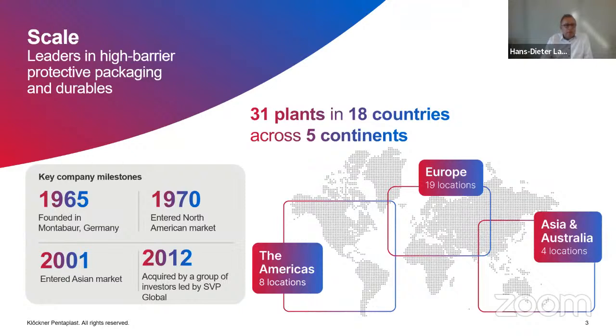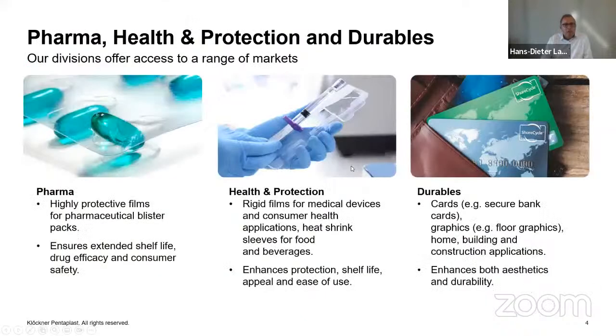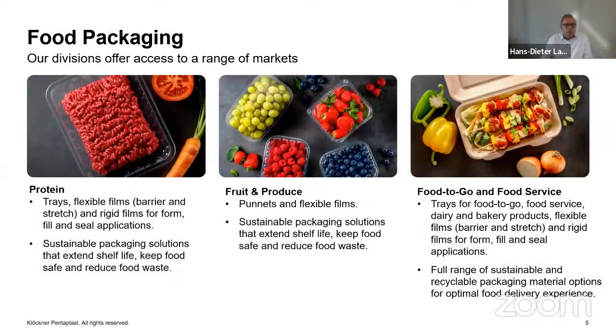The company was started in 1965, and we entered the Asian market already in 2001 with production in Thailand. We have 2 divisions. The one is Pharma, Health Protection and Durables, and this is where medical device packaging is part of. Beside pharma packaging, you see we are very much involved in the pharma healthcare market and packaging, and I think that's very helpful to understand the markets. The second is food packaging, all kinds of food which you can package into rigid films.